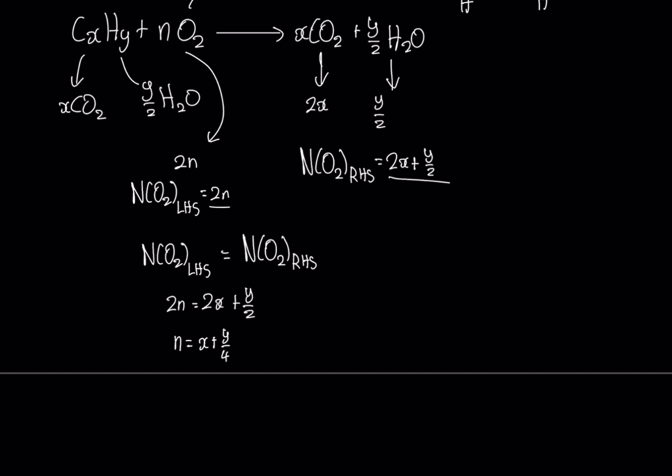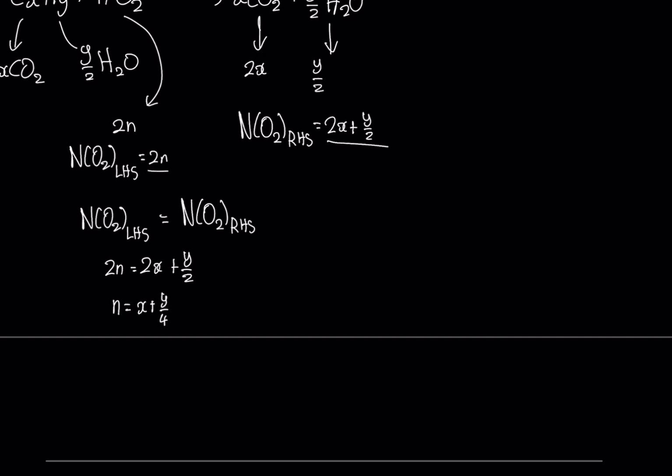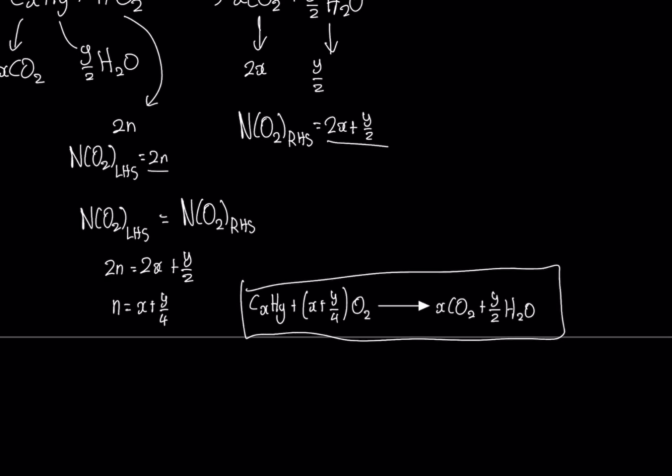So there we go. We've derived the general equation for the complete combustion of a hydrocarbon. It's this: CxHy plus, I just substitute n here, x plus y over 4 oxygens gives x CO2 plus y over 2 H2O, which is exactly what you see in your lecture notes.